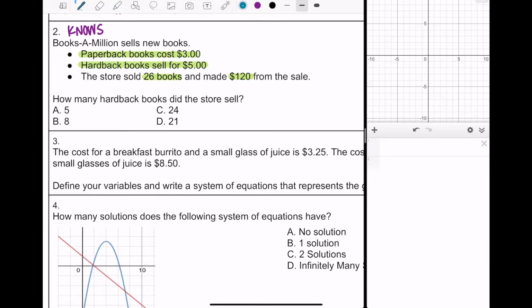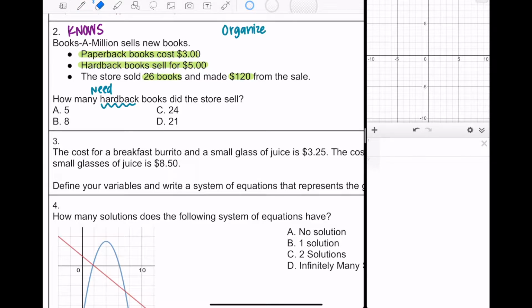Next, what we need is how many hardback books that the store sold. Okay, so we know the green information. We need the number of hardback books that the store sold. And now we want to organize and write our work out.